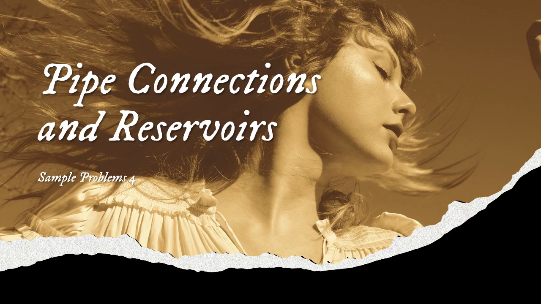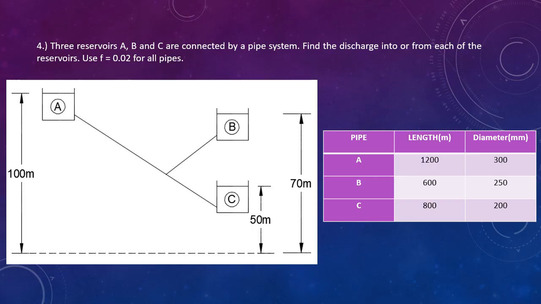In this video, I will solve the fourth sample problem in pipe connections and reservoirs. Three reservoirs A, B, and C are connected by a pipe system. Find the discharge into or from each of the reservoirs. Use F equal to 0.02 for all pipes.